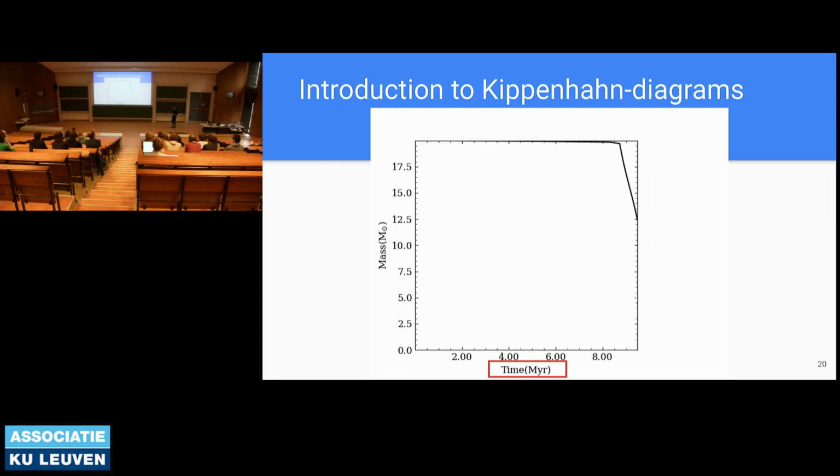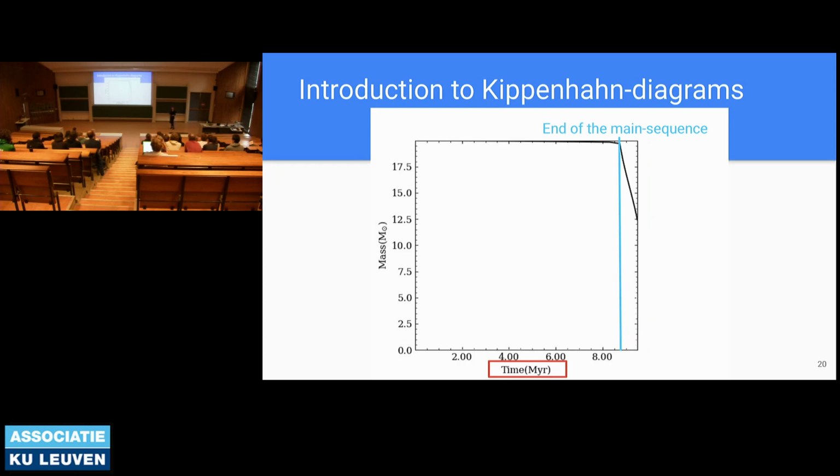The Kippenhahn diagram gives you information on the inside of the star. But in its very basic form, it's the mass coordinate from 0 to 20 at the top, and some measure of time on the x-axis. Now here I plotted the x-axis in megayears, and you can see, well, not much happens because, well, this is the end of the main sequence. So all of this in the diagram will be filled up by your main sequence, where honestly not too much happens. And the rest of the evolution is squished into this area of the diagram.